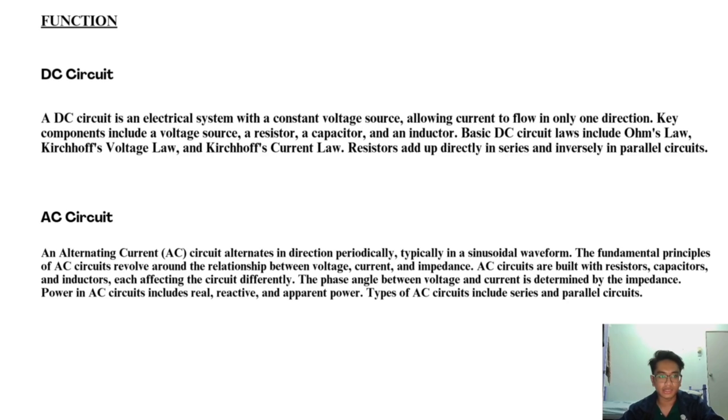Now let's talk about AC circuits. An alternating current, or AC circuit, alternates in direction periodically, typically in a sinusoidal waveform. The fundamental principles of AC circuits revolve around the relationship between voltage, current, and impedance. AC circuits are built with resistors, capacitors, and inductors, each affecting the circuit differently. The phase angle between voltage and current is determined by impedance. Power in AC circuits includes real, reactive, and apparent power. Types of AC circuits include series and parallel circuits.